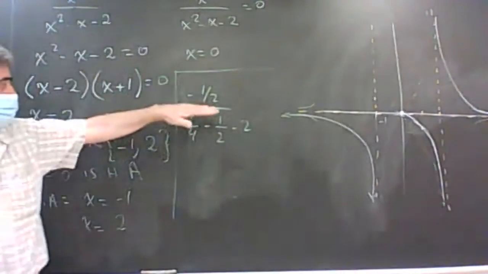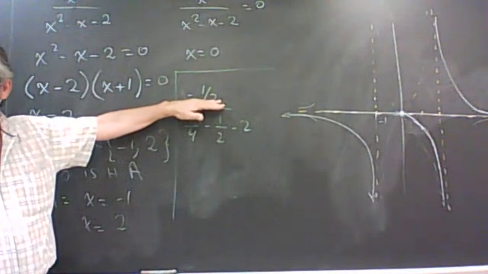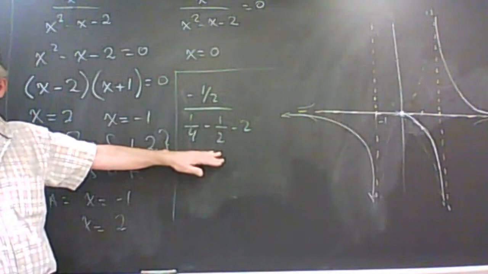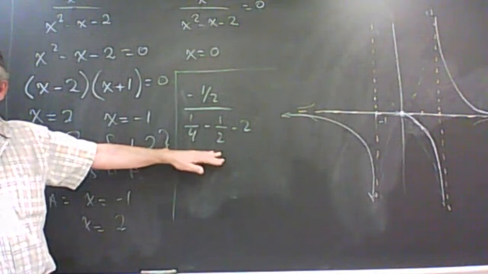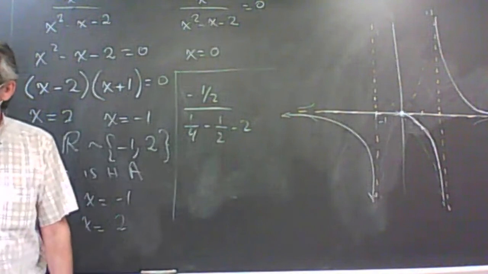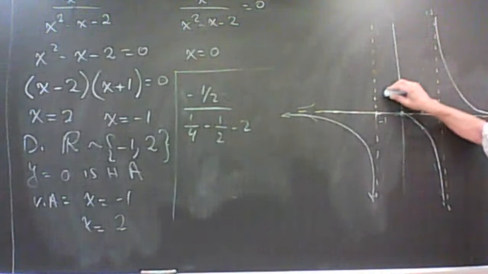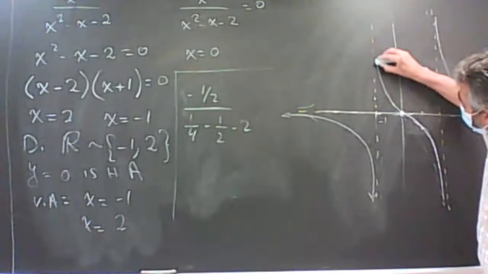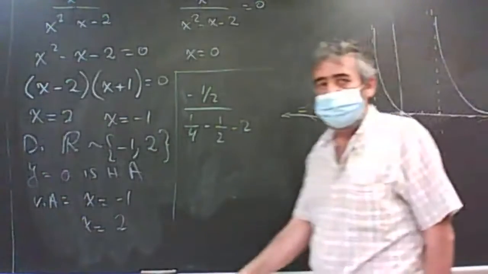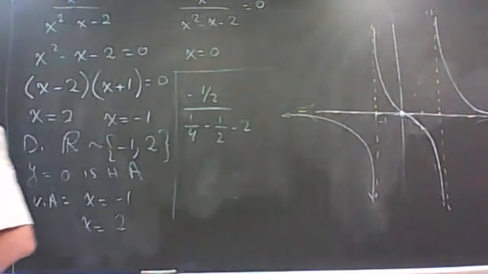Can you see that the top number is going to be negative, right? And the bottom number is going to be negative. Yeah? So negative divided by negative is positive. So I'm going to be here somewhere. Yeah? So that's the 3 portion of that graph.